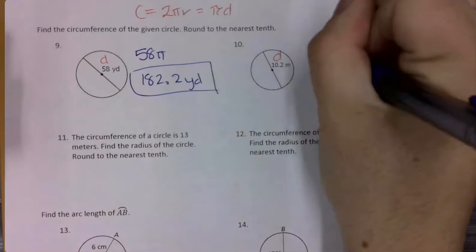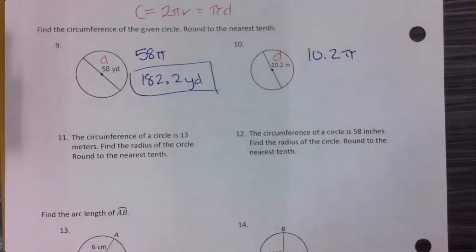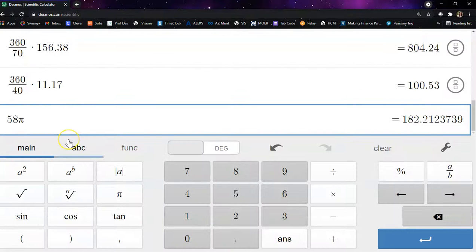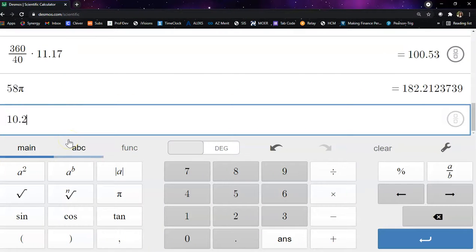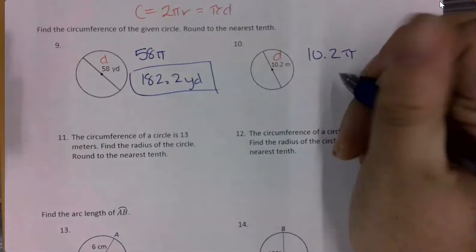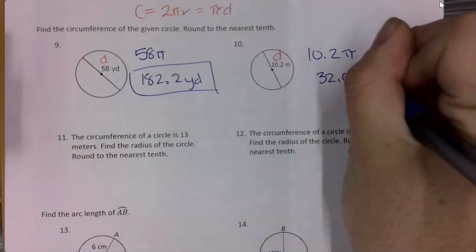Number 10 is the same thing. I'm going to do 10.2 times pi, and then I'm going to go ahead and type that into decimals, which gets me 32.0. And this one is meters.